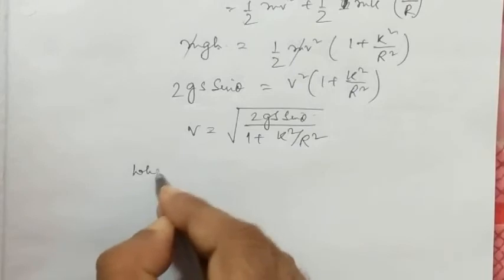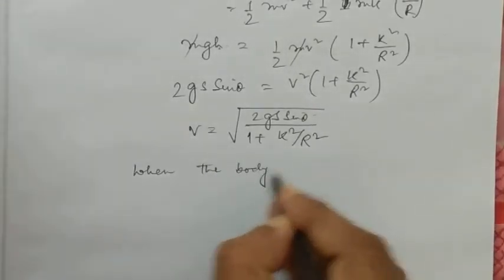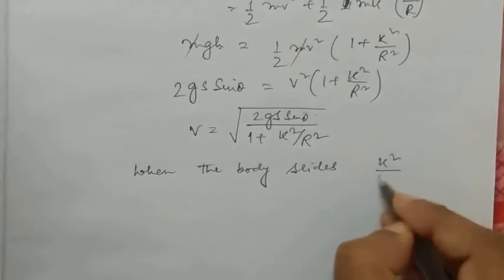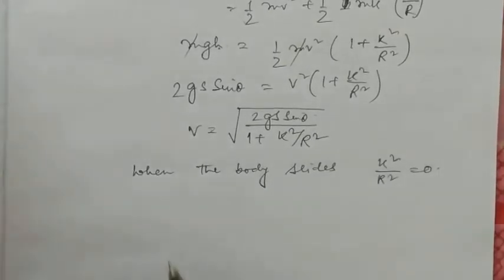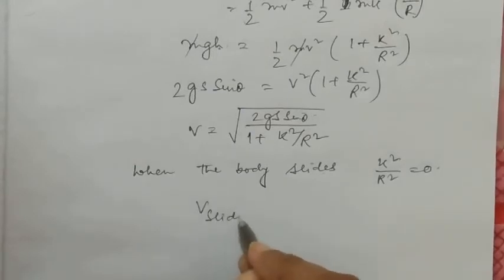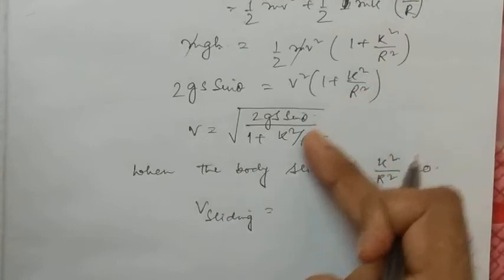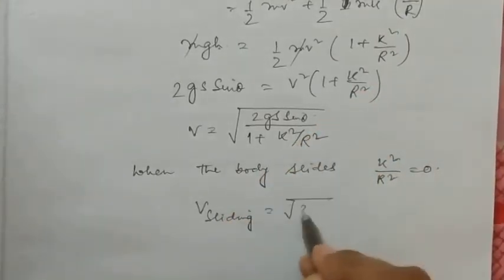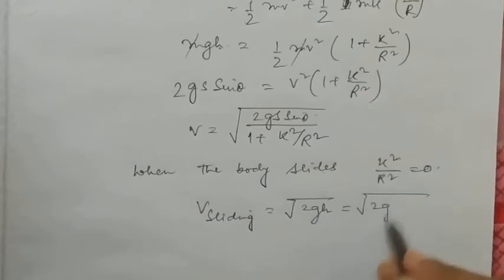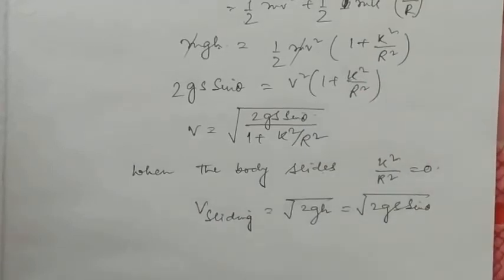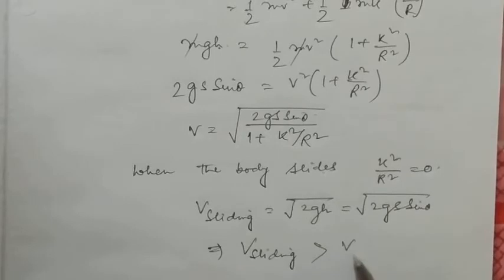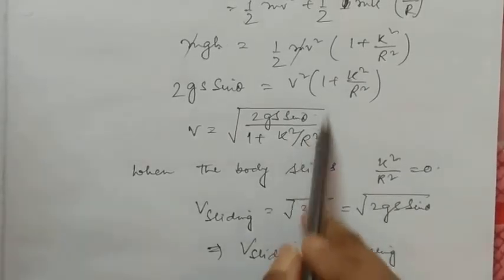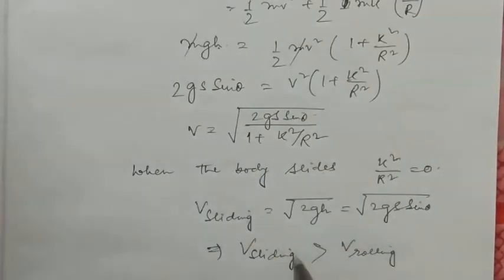Again, when the body slides, that means k square by r square must be equal to 0. Therefore v sliding, the velocity of sliding, that means without rolling, the block will slide and come down, is equal to square root of 2gh, equal to square root of 2gs sine theta. So it implies that the velocity of sliding will always be greater than the velocity of rolling. This was the velocity of rolling, and the velocity of sliding is the square root of 2gs sine theta. So the velocity of sliding is always greater than the velocity of rolling.